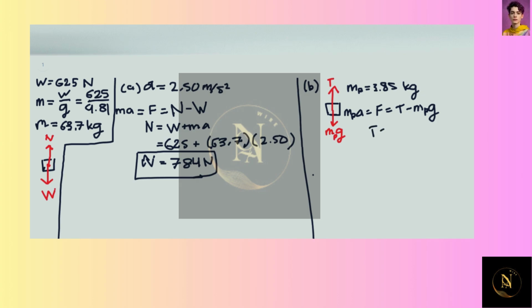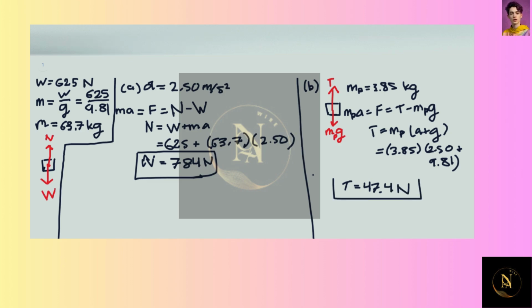Now we can solve for the tension force by adding the weight to both sides, and then group some factors together, namely the mass, and plug in numbers. We have 3.85 over here, and then we're adding 2.5 to 9.81, the acceleration due to gravity. Plug that into a calculator, and you get that your tension force is equal to 47.4 newtons. And we're done.